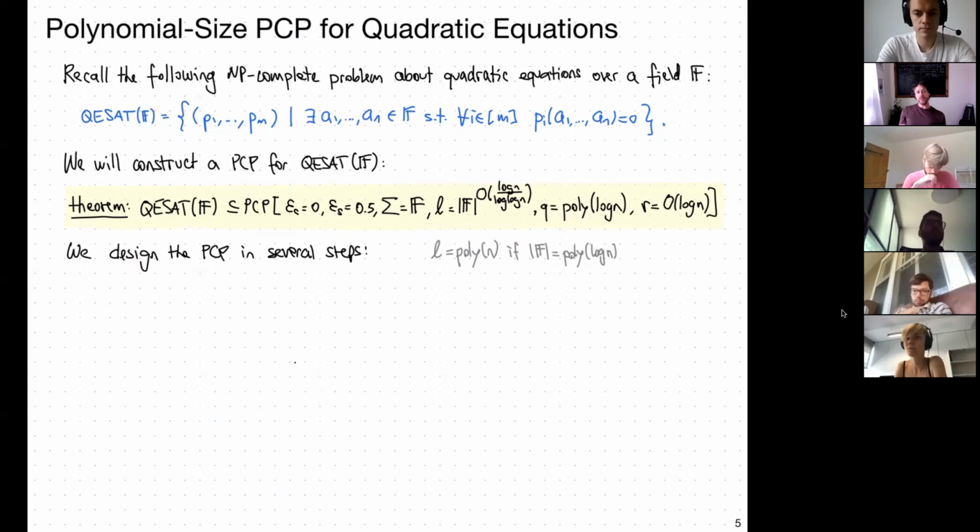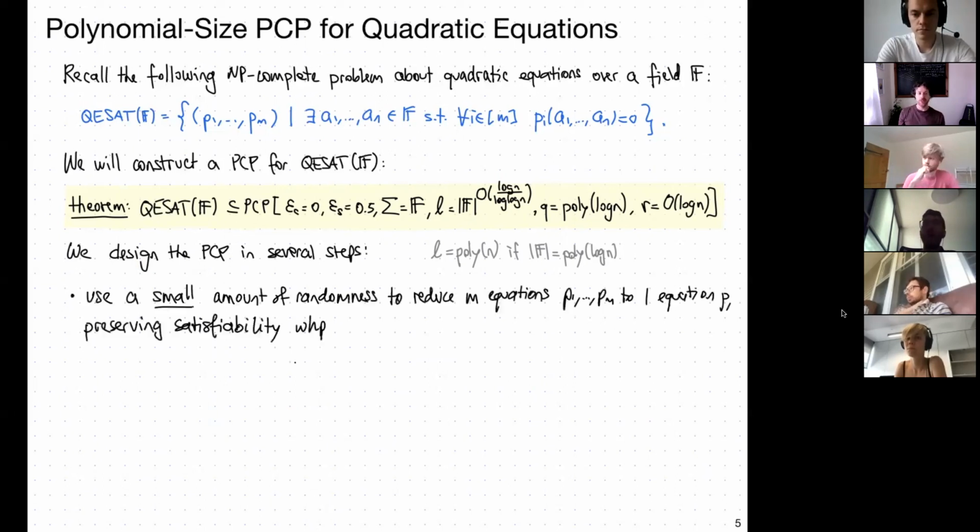So I want to give you the very high level approach of what we do. It would be 3 steps. Each one of them will take roughly the same amount of time. The first thing is that, again, we'll try to do this reduction. We don't have the luxury of solving all m equations, so we'll try to bundle them into one equation.